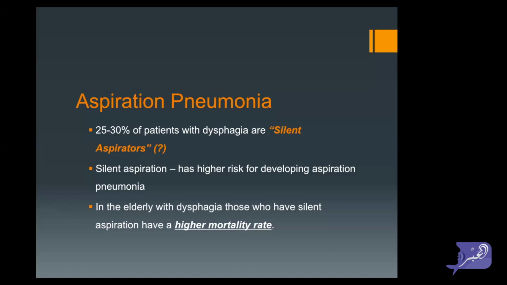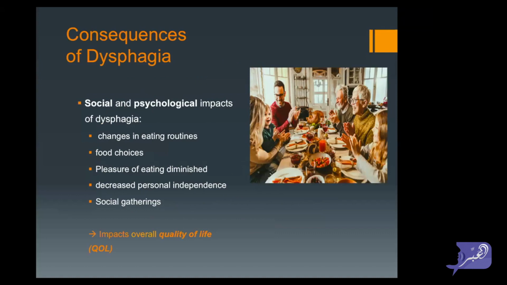And these silent aspirators are typically seen probably more so in the population that has neurodegenerative diseases, okay? Or a stroke, for example. So they lack that sensation. Silent aspiration has a high risk for developing aspiration pneumonia. So these individuals are more likely to have pneumonia and more likely to die from the pneumonia as well. And the elderly with dysphagia, those who have silent aspiration have a higher mortality rate. So there's a correlation there. The chances are much higher for mortality if they silently aspirate. And we need to catch that with proper assessment.